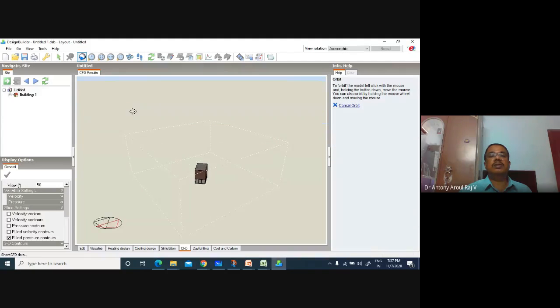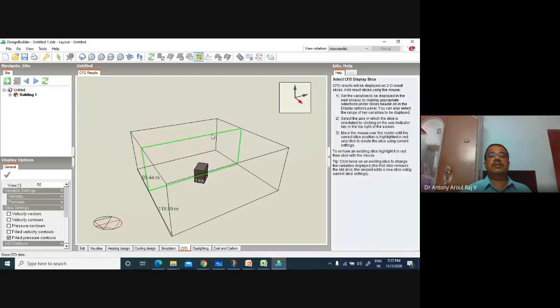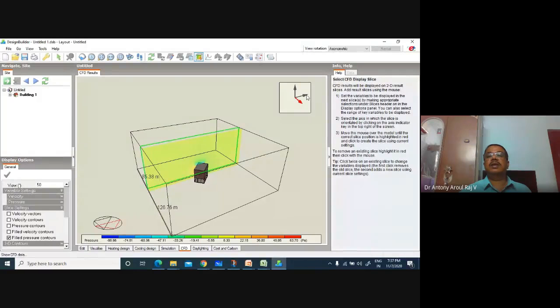Little bit slow. I think this location will be okay. So I'll put the slice here. My flow is from this direction to this direction, so it is better to put one more slice here. You will be knowing why I am putting it here.